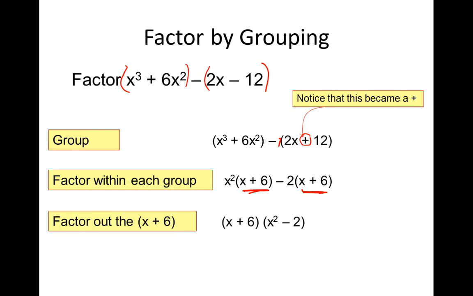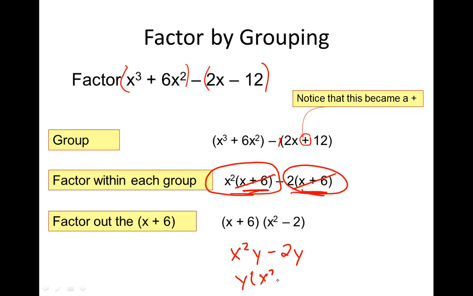And when I pull out the x plus 6 from this term, what am I left with? Just the x squared. I pull it out from this group. What am I left with? The minus 2. Because that's pulled out. It's sometimes hard to see a binomial factor getting pulled out. But it'd be exactly the same thing if I had this. What if I had x squared y minus 2y? How would I factor that? I pull out my common factor of y. And what do I have left? x squared minus 2. It's exactly the same thing, except instead of y, I've got an x plus 6.